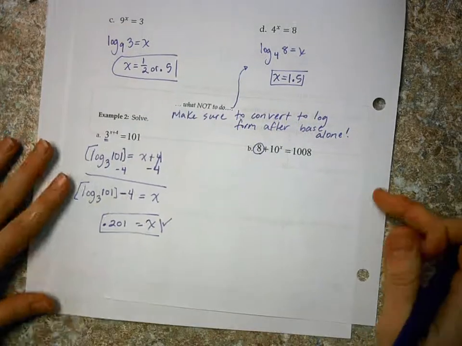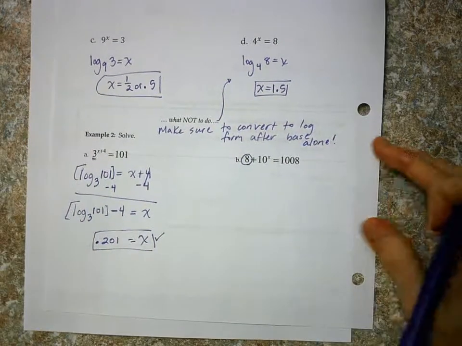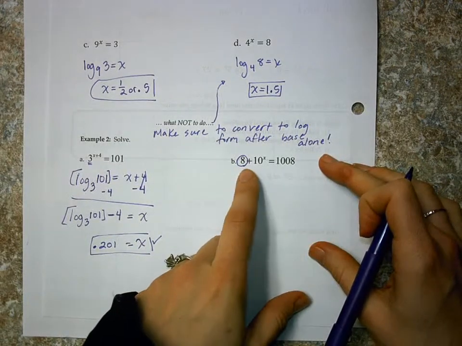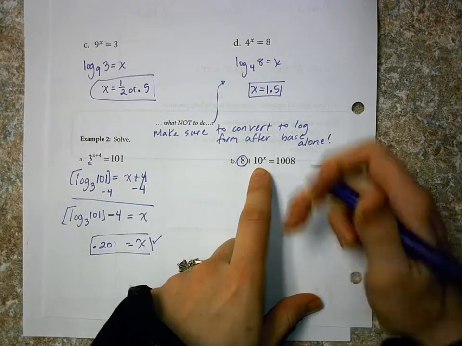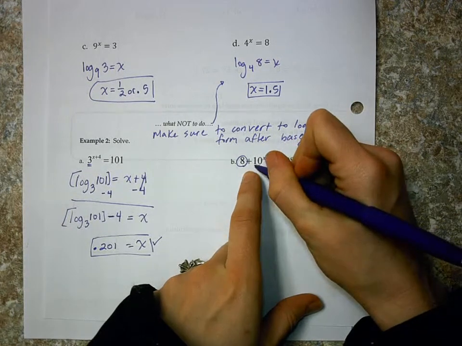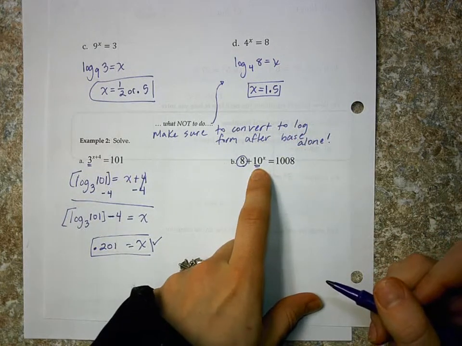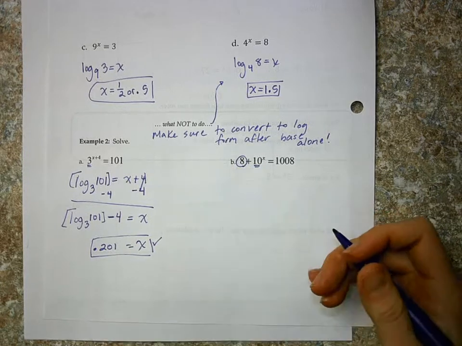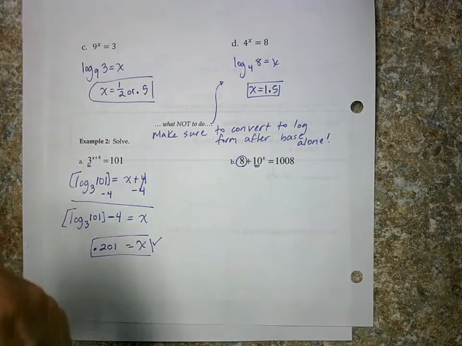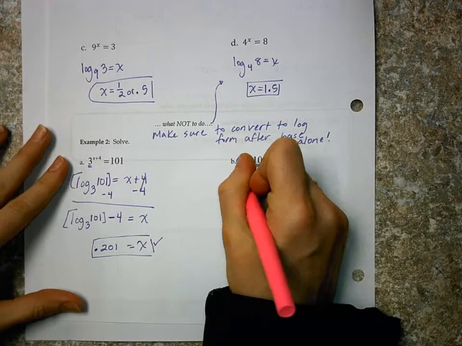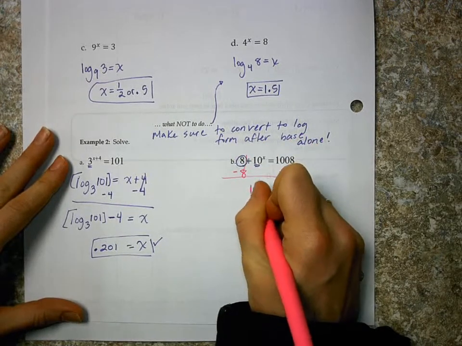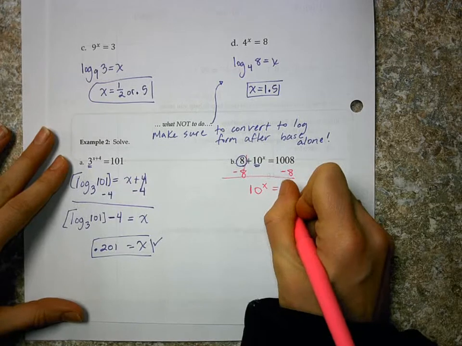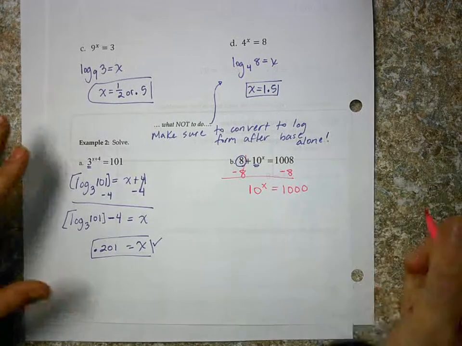Now, letter B is what we have to be careful about. I can't just right away convert this into log form. That would be what not to do. I can't convert it into log form because when I convert it, I'm just working with a log base of 10, not this plus 8 here. So what am I going to do first? I'm going to subtract the 8 from both sides, and that gives me 10 raised to the x power is equal to 1,000.